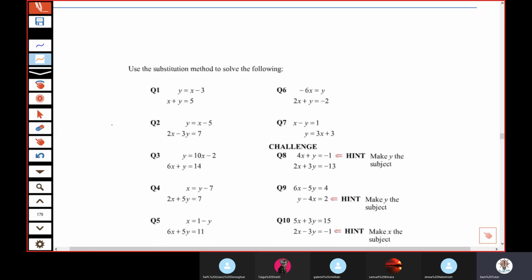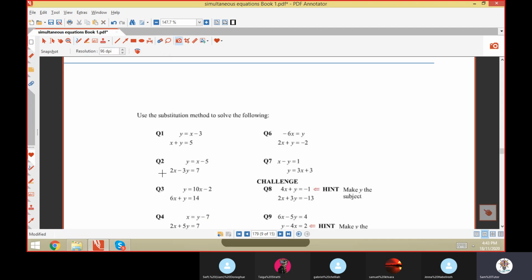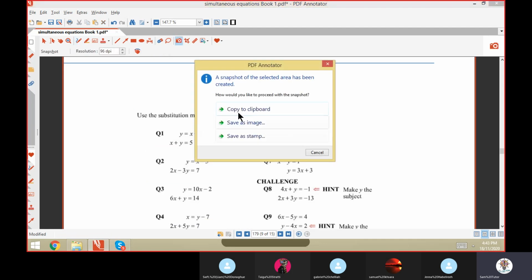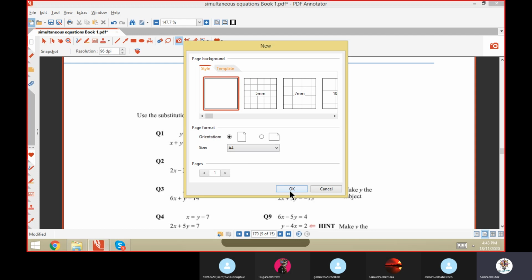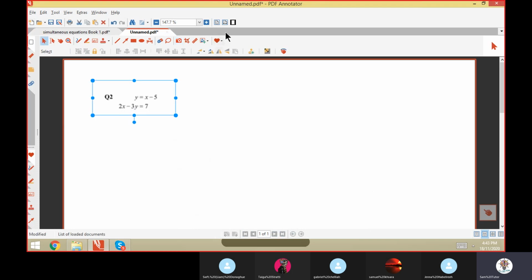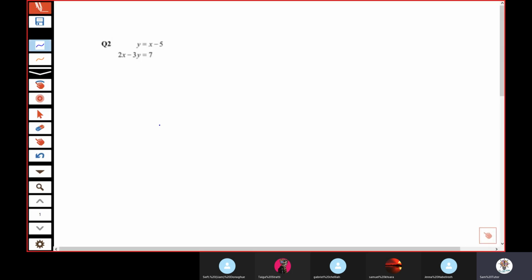Let's do question 2. We'll do question 2 together, just to make sure, and then I'll get you guys started. Okay. y equals x take away 5. 2x take away 3y equals 7. I'm going to sub which one into which one? 1 into 2. That makes sense.